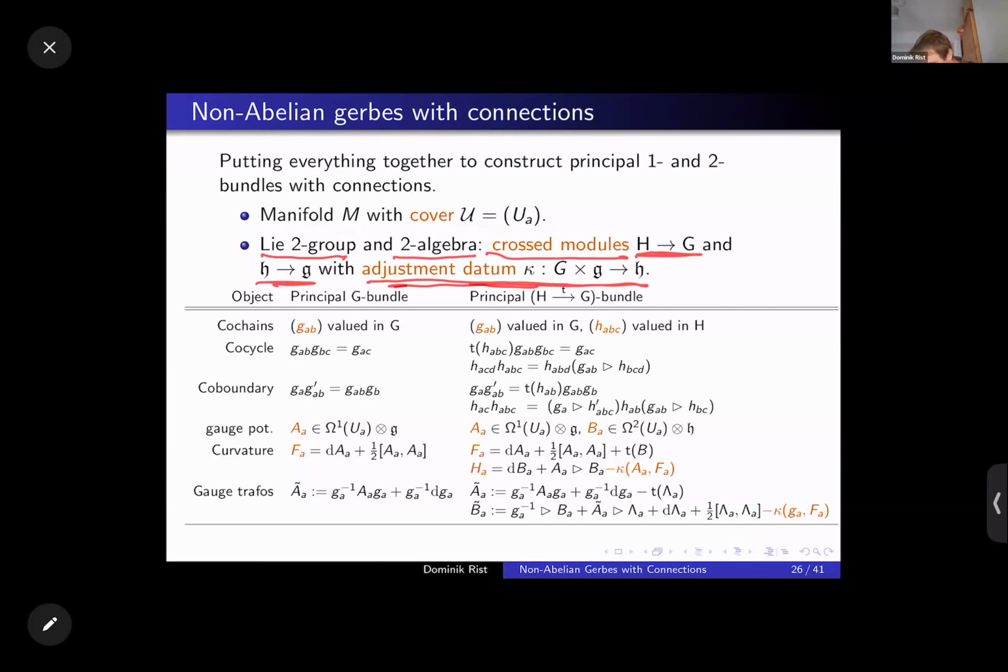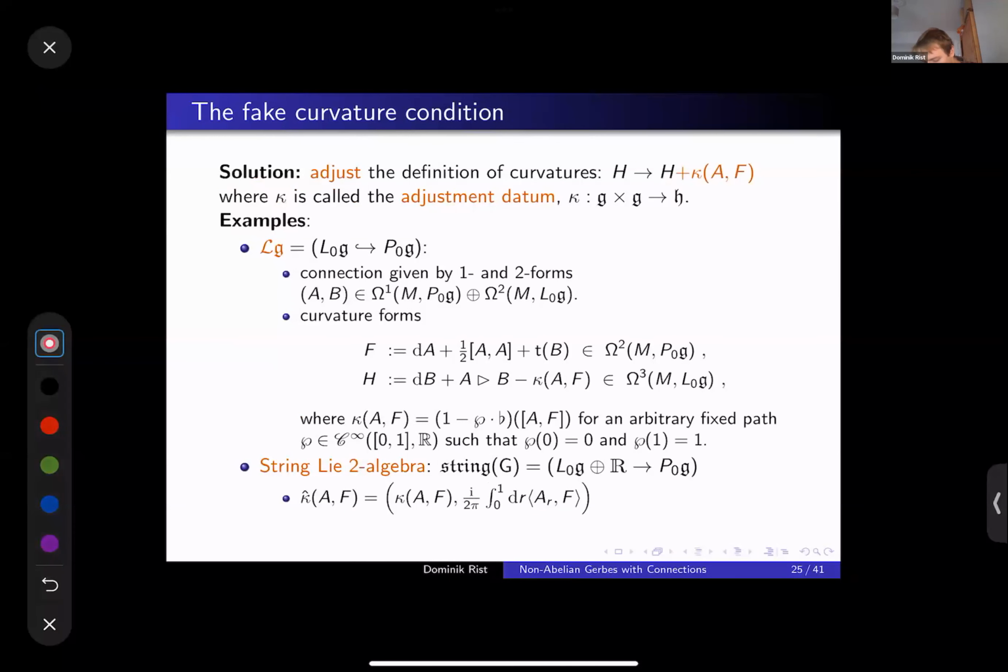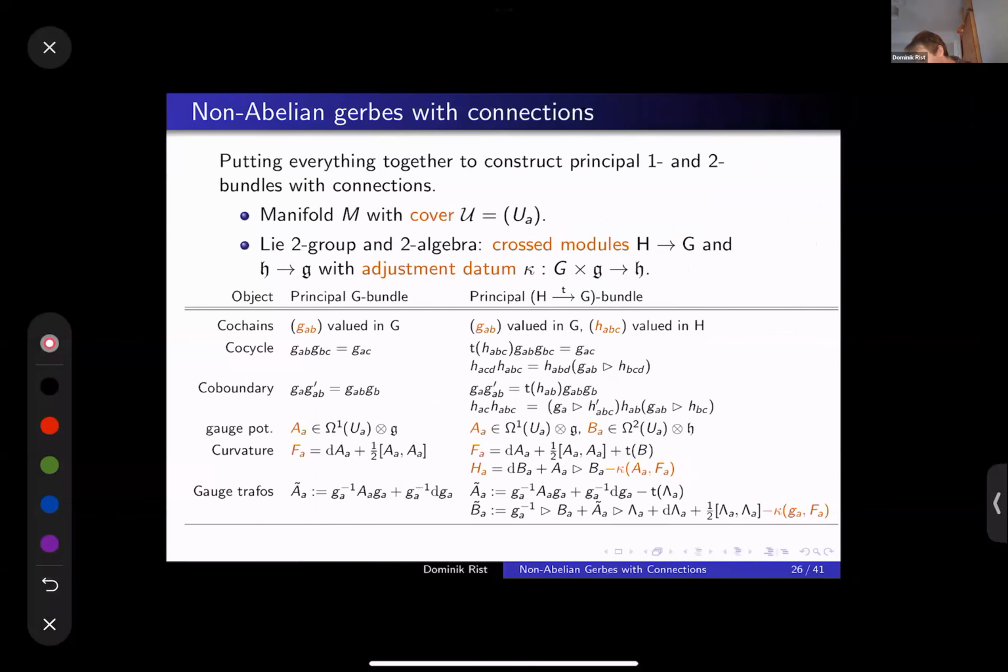So you can see that this adjustment datum is slightly different from what it was previously. Previously, I had this G times G into H, but it turns out that for the global picture, you need to half integrate this map. So you need something which takes an element in the group, and an element in the Lie algebra of this group, and maps it into something in the Lie algebra of H. So that's this map. By the way, it's called adjustment datum and denoted by the same letter because when you linearize it in G, when you differentiate the G in this map, you precisely obtain the map here, which is not surprising.